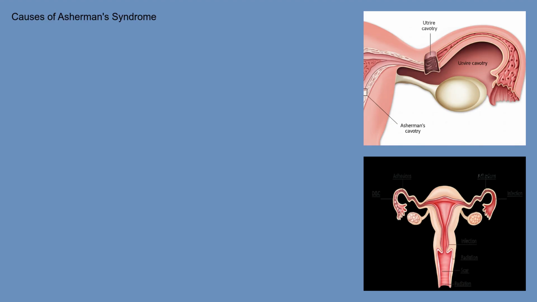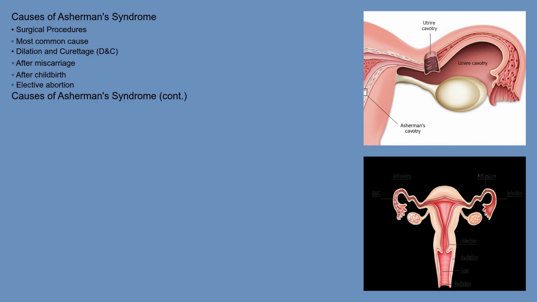So, what exactly causes Asherman syndrome? In the vast majority of cases, it's linked to surgical procedures performed on the uterus. The most common culprit is dilation and curettage, or D&C, often performed after a miscarriage, childbirth, or elective abortion. Other potential causes, though less frequent, include uterine infections such as endometritis, especially after a cesarean section. Rarely, Asherman syndrome can arise from other uterine surgeries like myomectomy or from radiation therapy to the pelvic area.